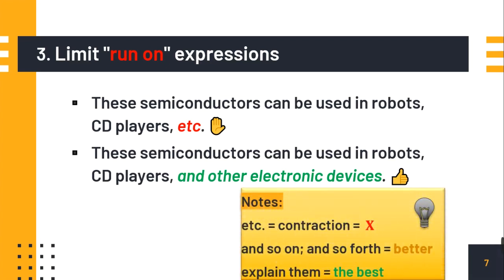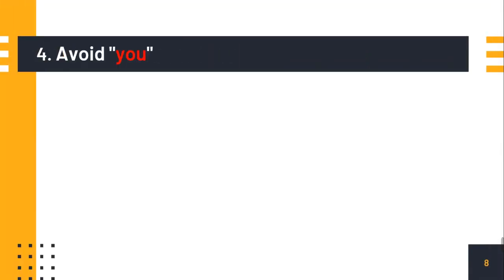Then this is the notes. Etc. is a contraction, so it is not appropriate to be used in academic writing. It will be better for you to say "and so on" and "so forth", but the best one is by explaining them, as it is exemplified in the second sentence.